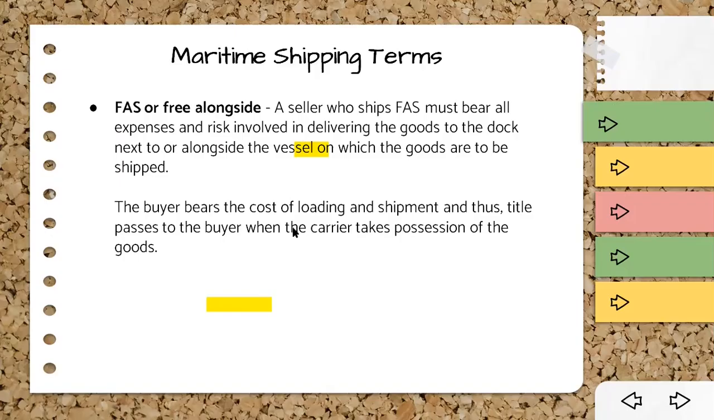So, the buyer bears the cost of loading and shipment, and thus the title passes to the buyer when the carrier takes possession of the goods. So, dito sa free alongside, ang ownership ng goods ay matatransfer kapag na-load na siya doon sa vessel. So, para siyang FOB shipping point, no? Kapag na-load na, kapag nandoon na, buyer na yung mag-take ng risk kasi they own it already. So, that's free alongside or FAS.